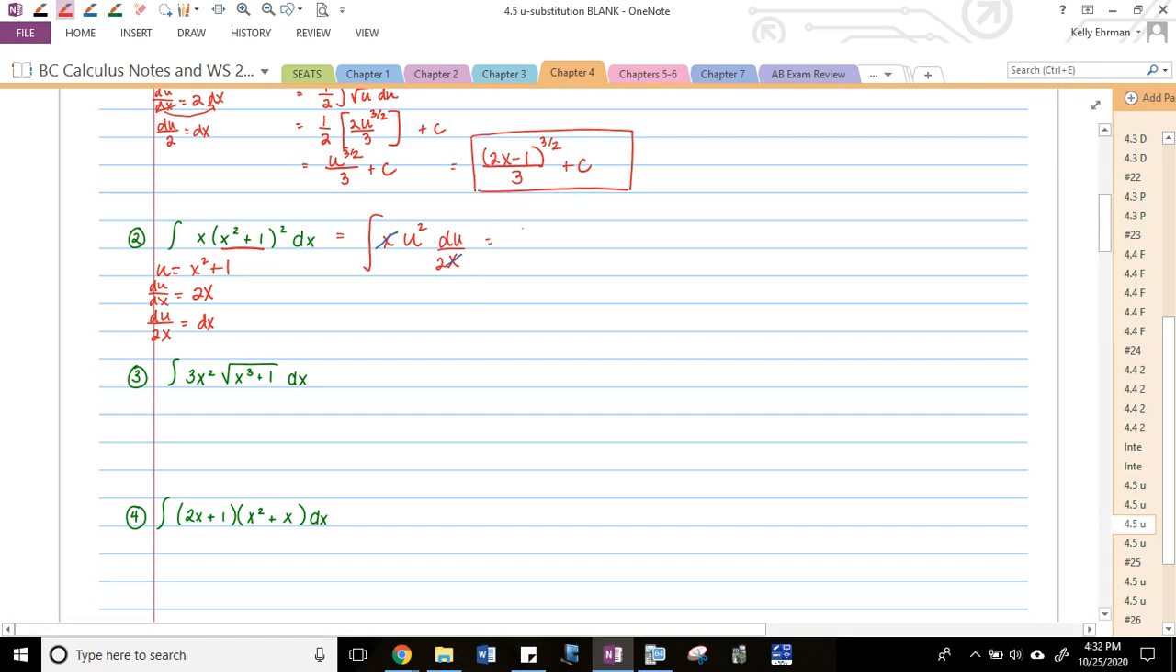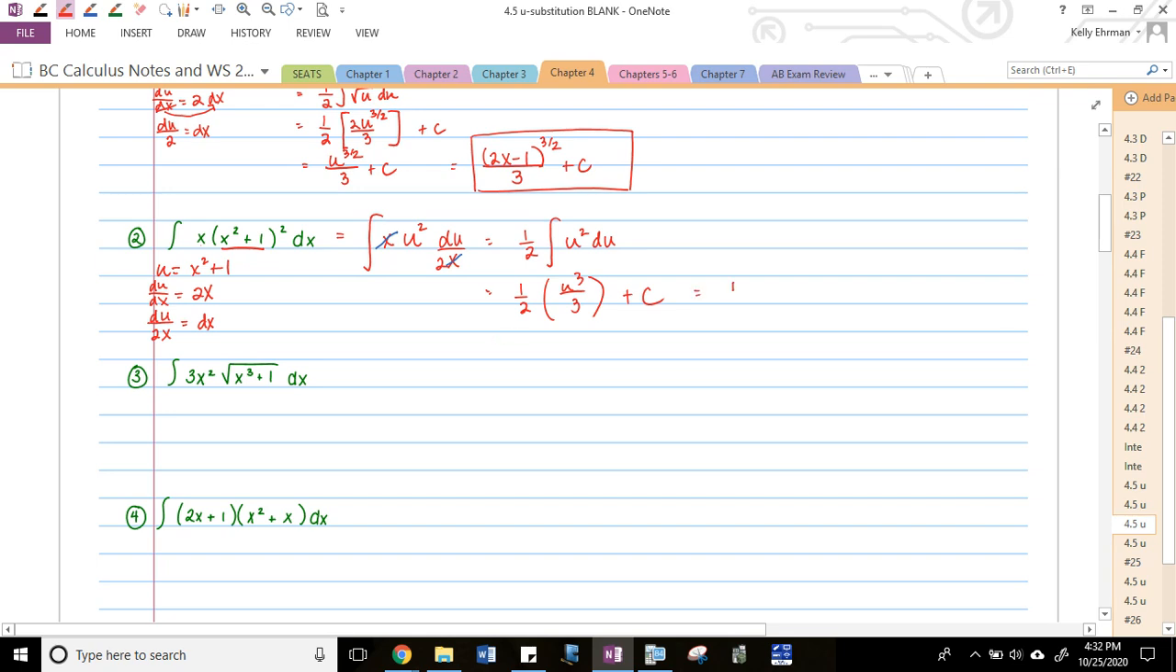All right, so now, again, there's a 1/2 here. Let's just pull that out. Now it's u squared du. That's easy to integrate, right? We've got 1/2 times u to the third over 3 plus c on the end.